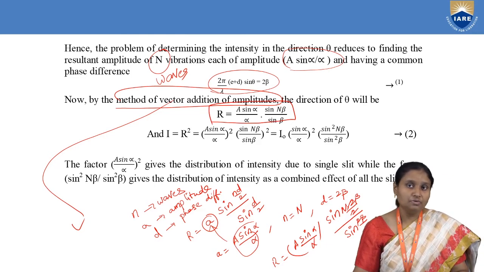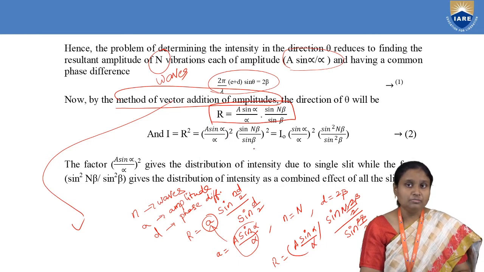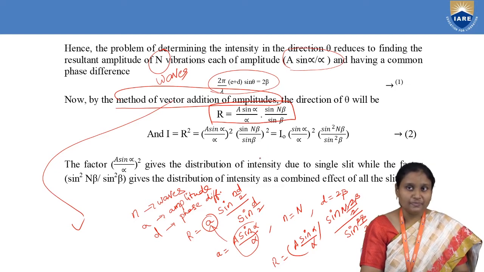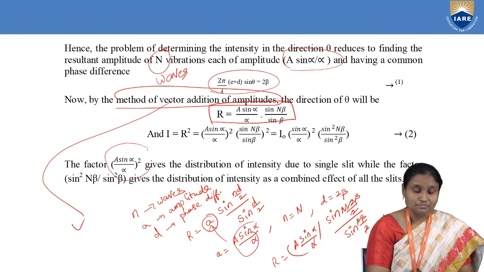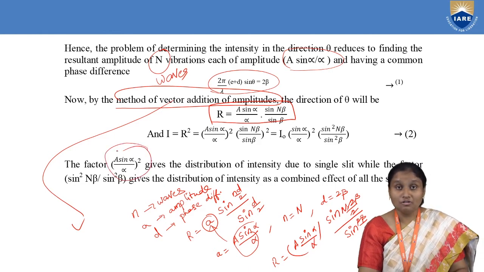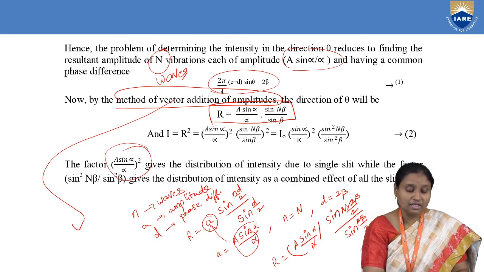And of course, once we know amplitude, how can we get intensity? Intensity is the square of it. So (A sin alpha by alpha) whole square into (sin N beta by sin beta) whole square. What you'll observe here is that A square I'm taking as I naught. So this factor, as we know, is because of the intensity distribution from a single slit. From each slit, whatever intensity we are getting is given by (A sin alpha by alpha) whole square.